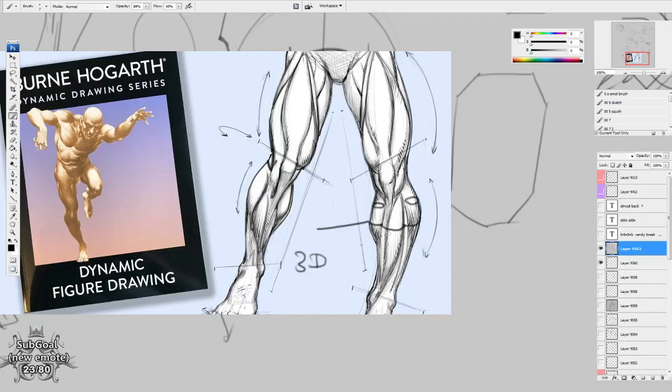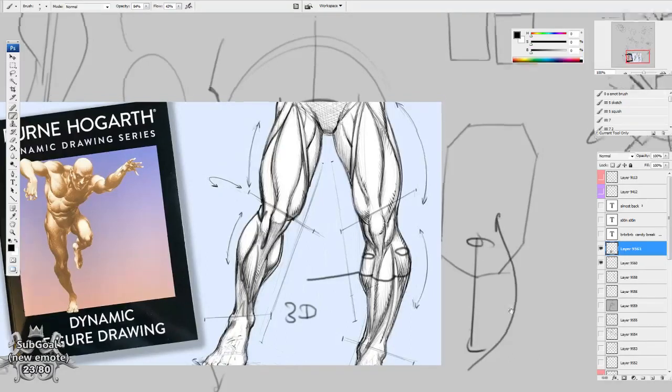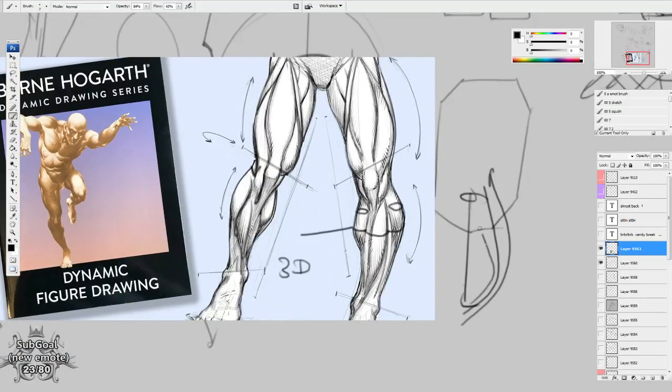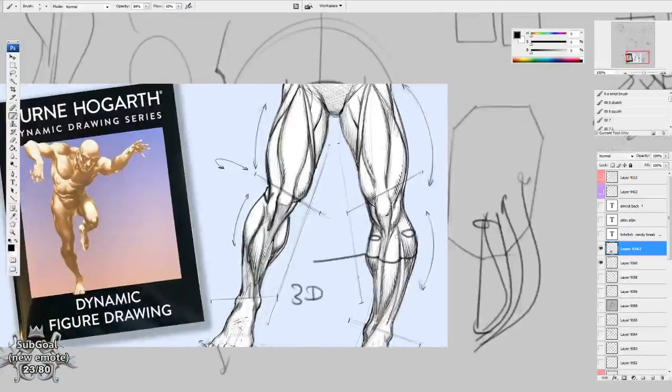There is a cylinder, and the cylinder itself is not linear anymore because it's curved, right? Then every piece of the cylinder has its own curvature, so it becomes something else. The anatomy illustrations from Bernie Hogarth are exceptional.